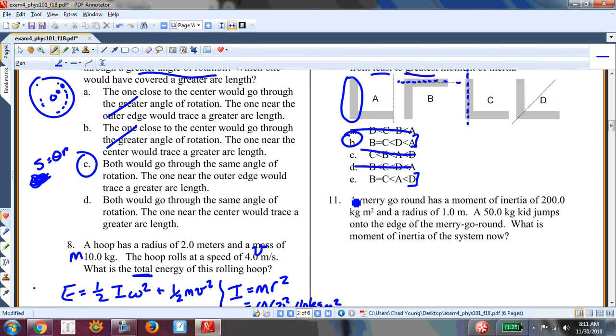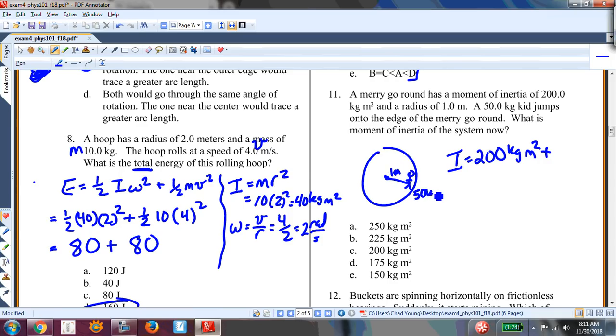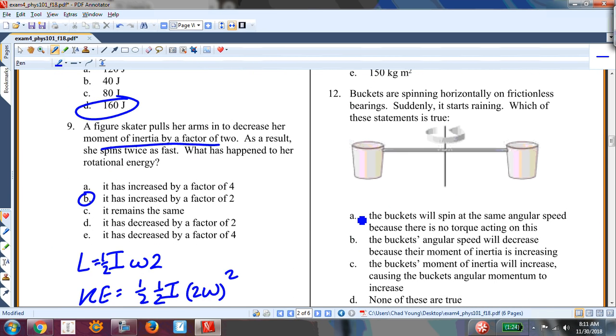So B is 10. A merry-go-round has a moment of inertia of 200 kilogram meters squared and a radius of 1 meter, and then a 50 kilogram kid jumps on. What is the moment of inertia of the system now? Initially my merry-go-round just has a moment of inertia of 200. But then I add this extra bit. I put this kid on the edge. He's at a radius equal to 1 meter, and he has a mass of 50 kilograms. And so that's going to be mr squared, or 50 kilograms times 1 meter squared. That's 250 kilogram meters squared. So 11 is A.